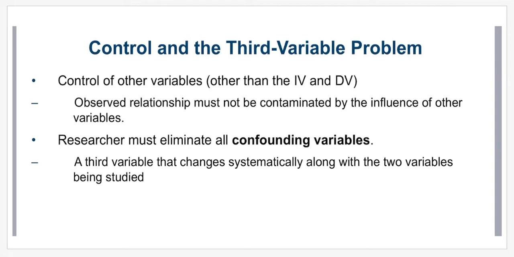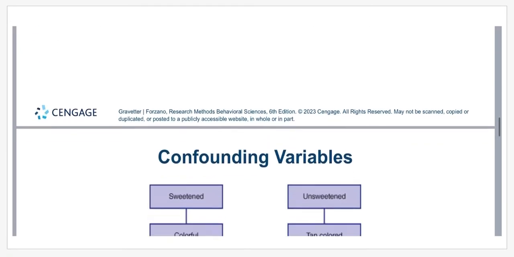So we want to show that the independent variable is responsible for the change in the dependent variable, only the independent variable. So if there's a variable that's changing systematically along with the independent variable, it could also be influencing the dependent variable. And if it is, then it is considered a confounding variable.